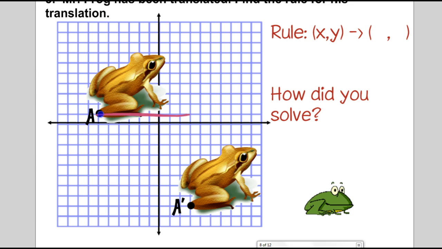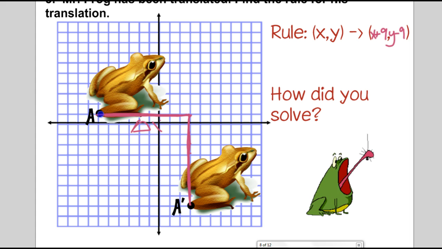So what should I write for our rule? X plus 9. We haven't gone left yet. It's been right every time. X plus 9. And then now we have to figure out how far down we went. 1, 2, 3, 4, 5, 6, 7, 8, 9. Wow. Y minus 9. What does this remind you of? Slope. Slope is what I was looking for. Delta x, delta y, that kind of thing. Yeah, totally should have reminded you of slope.